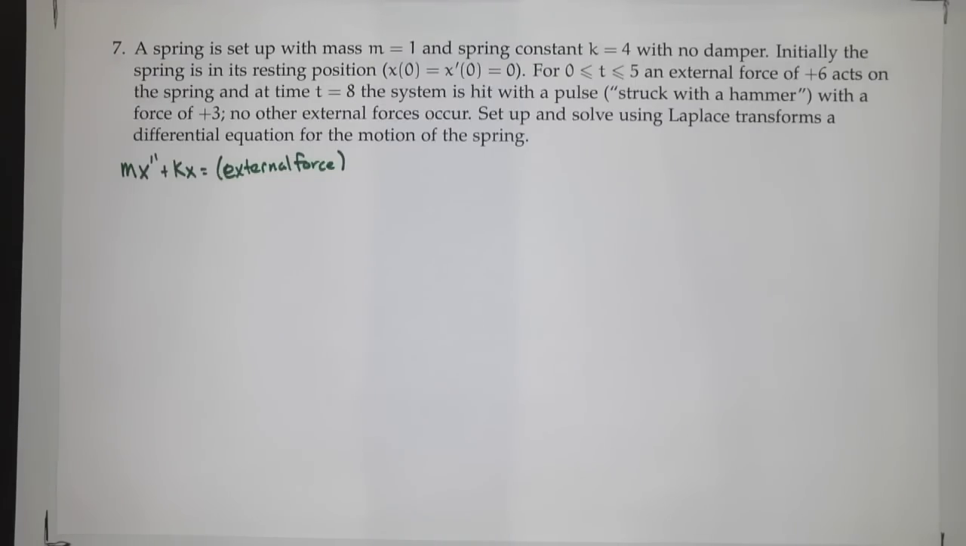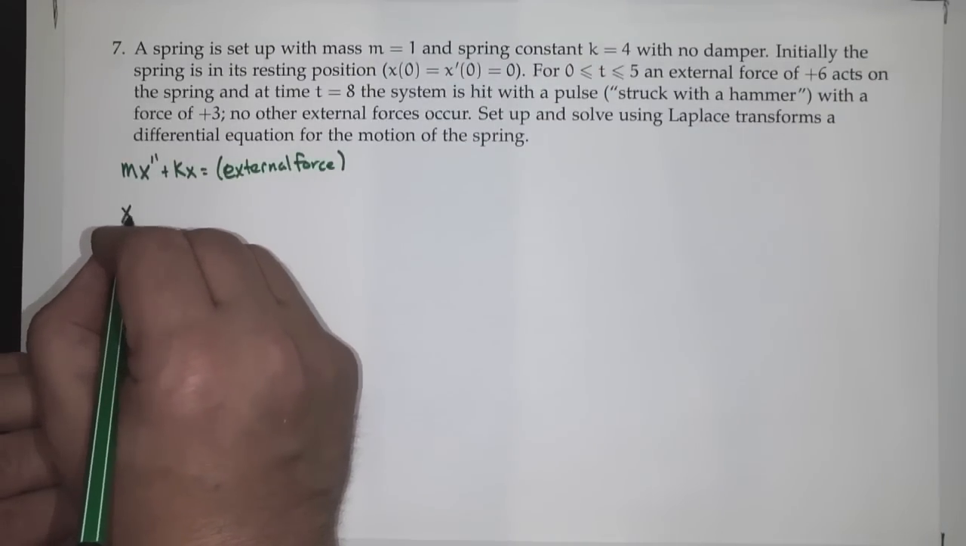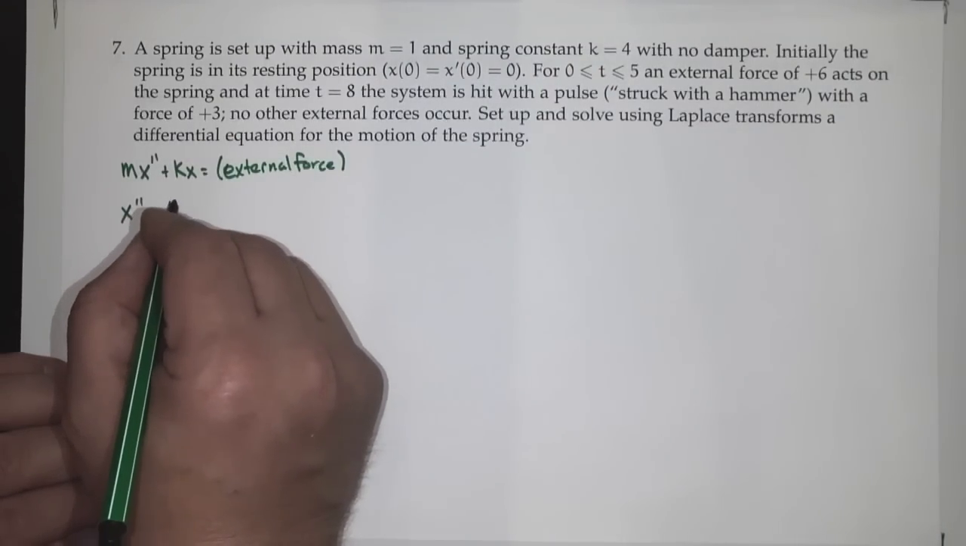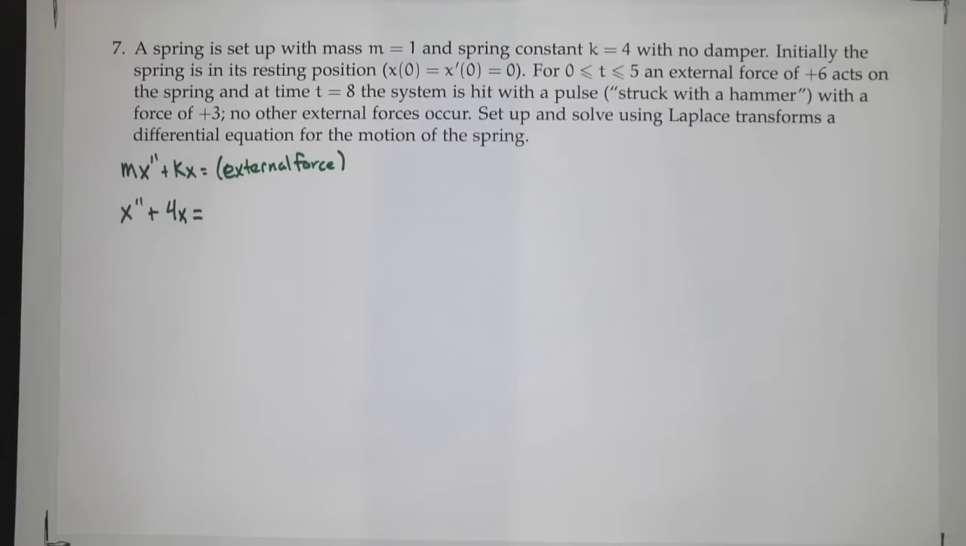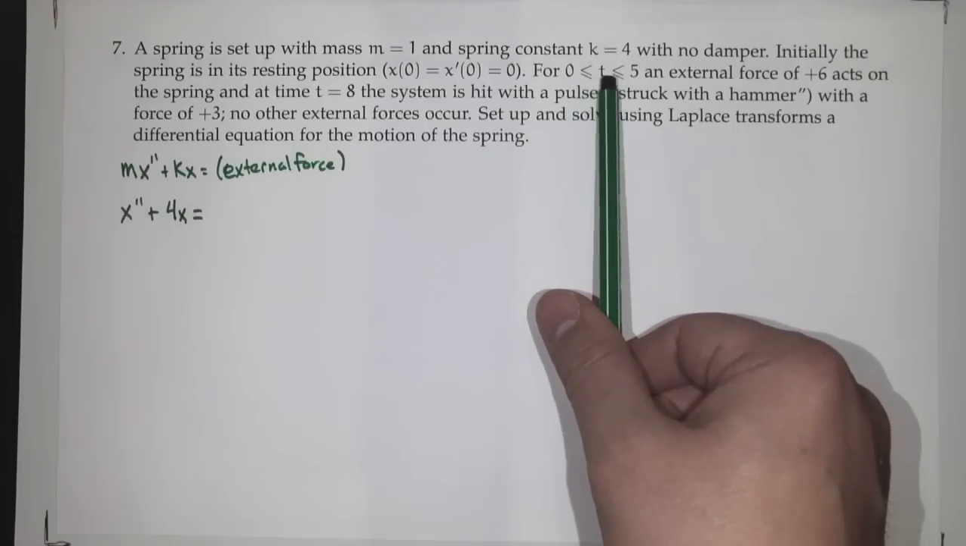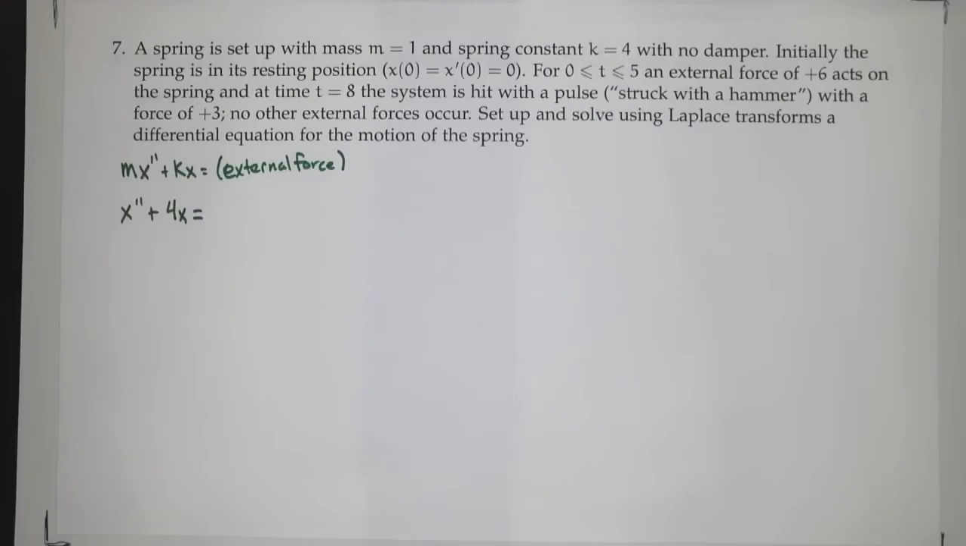So we plug in what we know. We know m is 1. We know k is 4. So x double prime plus 4x. The next thing is we say, okay, what's happening? So there's an external force that only goes from time 0 to 5. So between 0 and 5, there's something acting, and then at time 5, it turns off.